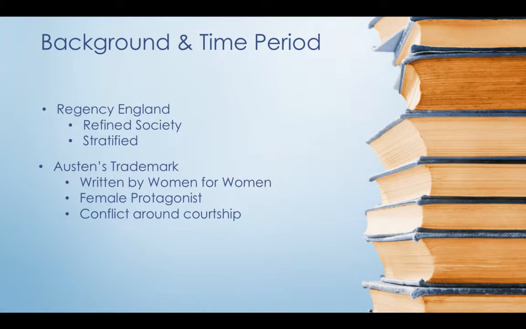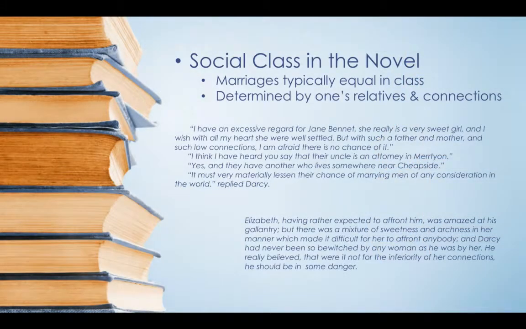We also have the central conflict in the novel surrounding courtship, which is what we would kind of think of as dating. But it's that effort by the female characters to find kind of security and happiness in a marriage. And that, again, is most of the plot of most of Jane Austen's novels.